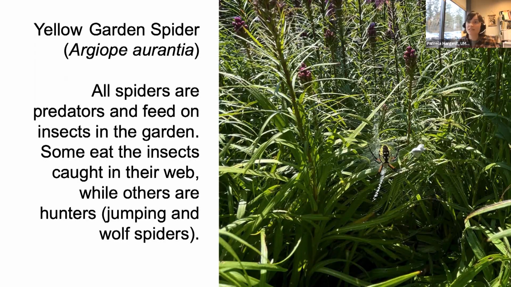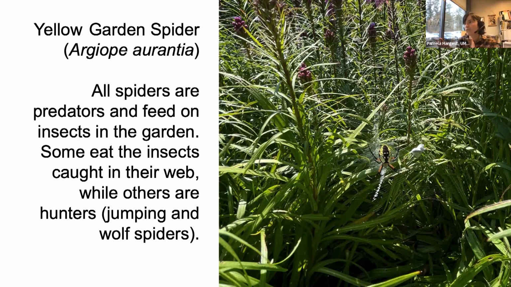And the nice thing about spiders is that all of them are predators. So they feed on insects in your garden in a variety of ways. This spider in particular, insects will get caught in the huge web that it forms, and that's how it feeds on its prey. While other spiders are actually more hunters. They will, for instance, jumping and wolf spiders, they're actually going to seek out their prey and catch them.